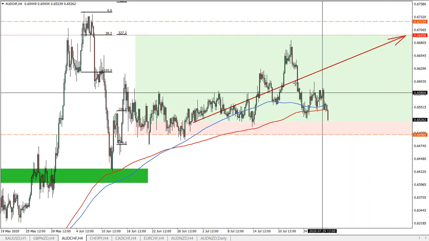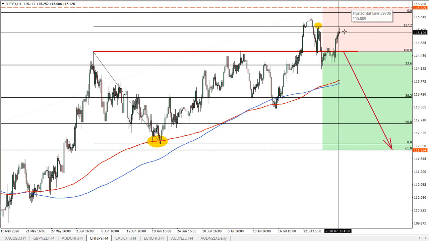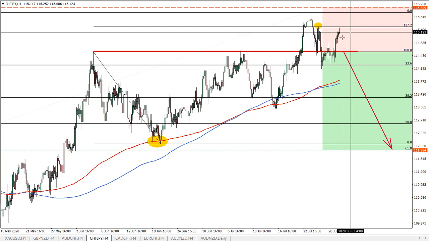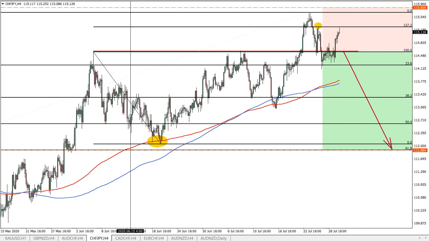Moving on to the Swiss franc Japanese yen. Here, the original entry was suggested at this level at the 114.60 area. Now price went up, and I did expect a potential spike higher than this level here, and we obviously have the exit critical point much higher. So this is normal price action. Price might be going even higher, but overall the idea remains valid.